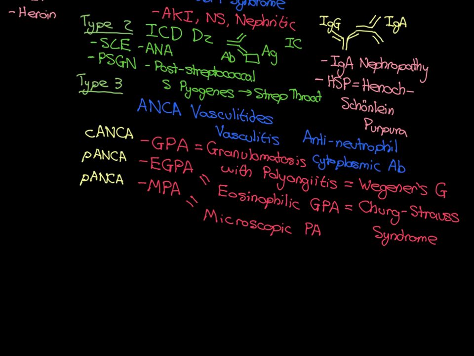Now, eosinophilic GPA, granulomatosis with polyangiitis, Churg-Strauss syndrome, again, it's going to hit your kidneys. So again, you're going to get renal failure. And again, it's very, very aggressive, can lead to rapidly progressive glomerulonephritis.